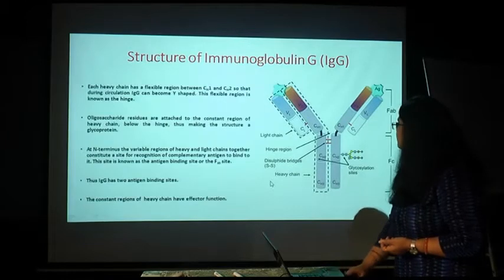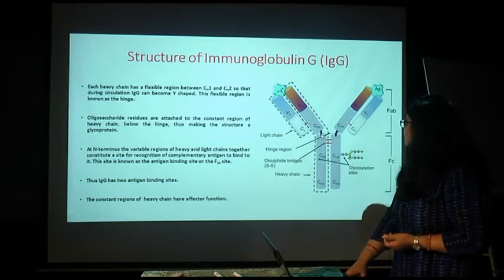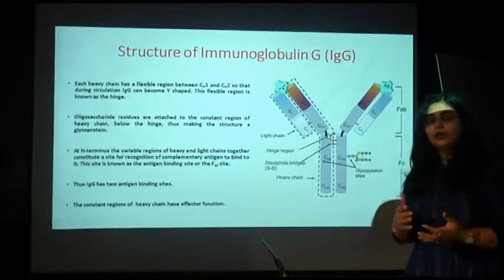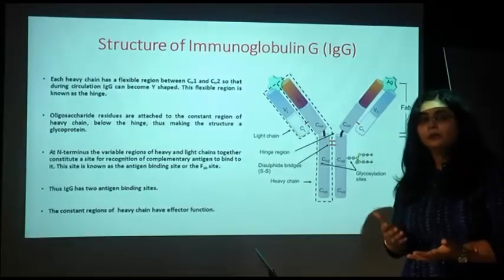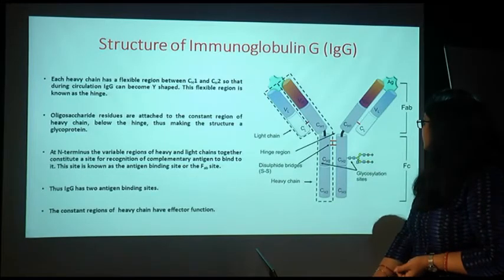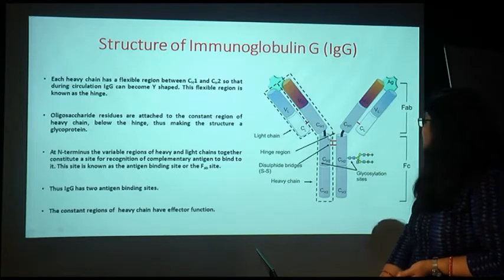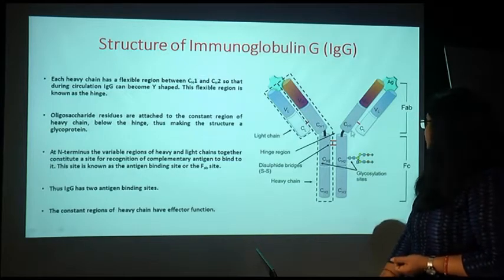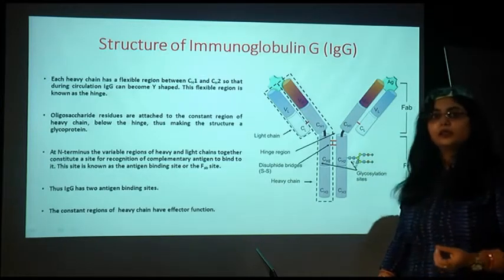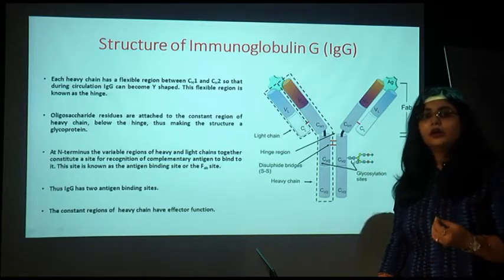The next interesting point is, now the heavy chains, they have a flexible region in between the CH1 and CH2 domains, such that the antibody can actually bend and adopt a Y-shaped structure. So this flexible region is actually called a hinge. Now just below the hinge region, the oligosaccharides are actually attached to the polypeptide chain, making the antibody structure a glycoprotein.